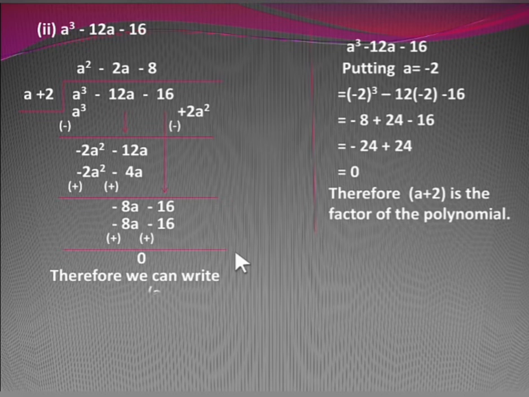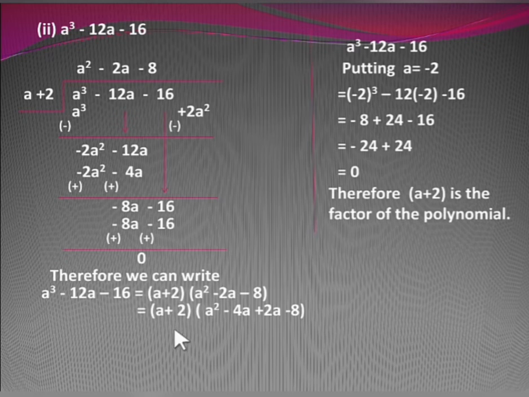Therefore we can write the given expression. a cube minus 12a minus 16 is equal to a plus 2 into a square minus 2a minus 8. Here, it is a quadratic expression. You see that a square minus 2a minus 8 is a quadratic expression. We have to factorize this. Middle term factorization, which we have learned in class 8. Now a plus 2 remains the same.